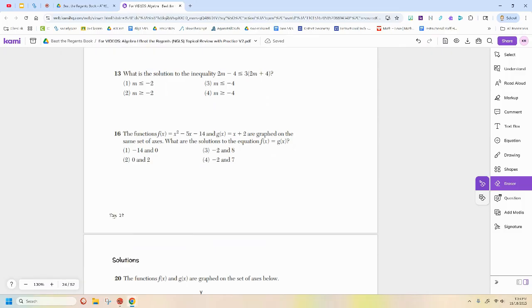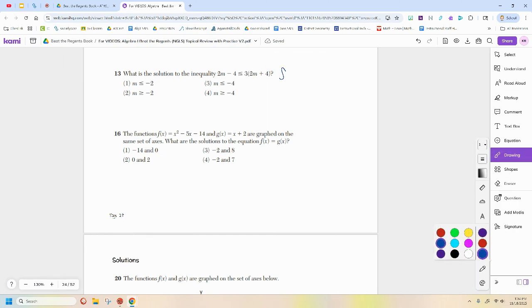So here we go. Question number 13 says, what is the solution to the inequality 2m minus 4 is less than or equal to 3 times 2m plus 4? Okay, this is something we need to know. So this is a question of sliders or switch to x.